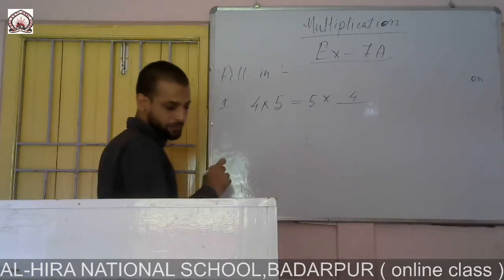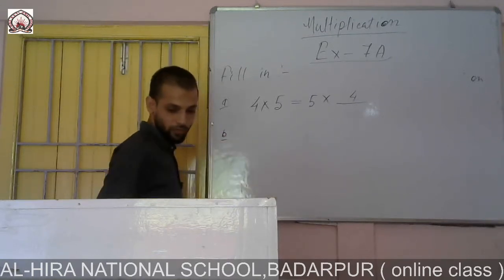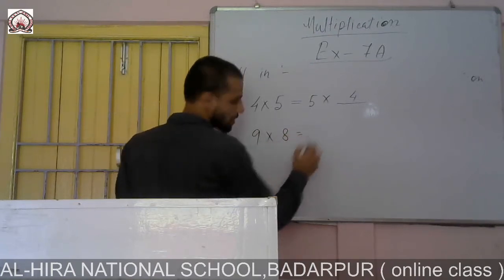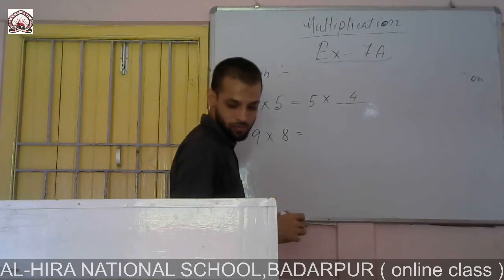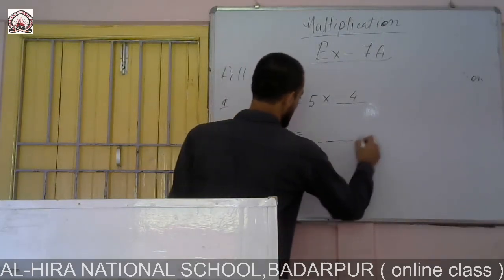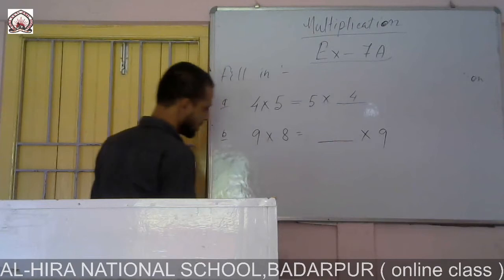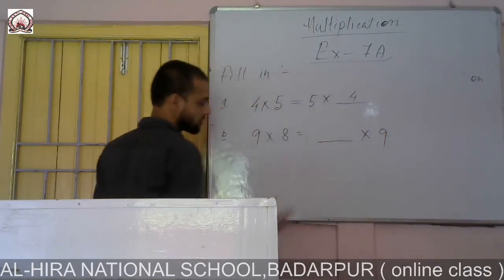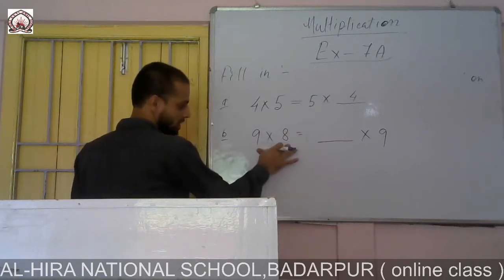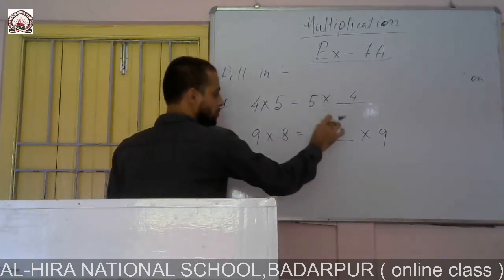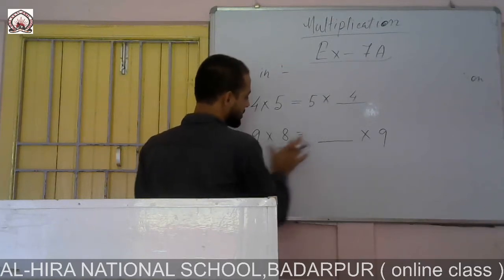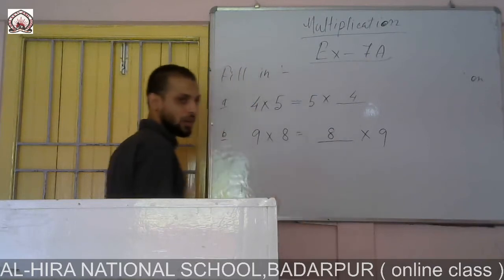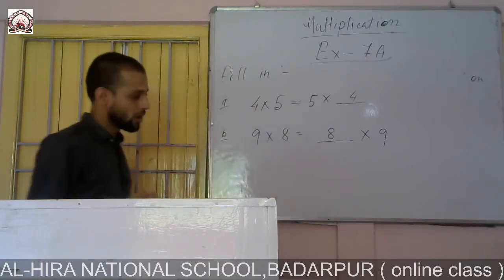So next one you see, 9 into 8 equals to dash into 9. So here you see 9 8s are what? 72. So here only which number is there? Which digit is there? 9. So which number is missing here? 8. So here you see 2 digits are there, that is 9 and 8. So we have to put a digit here so that the result of both sides becomes equal. So if we write here 8, so 9 8s are what? 72. Now both sides will become equal.